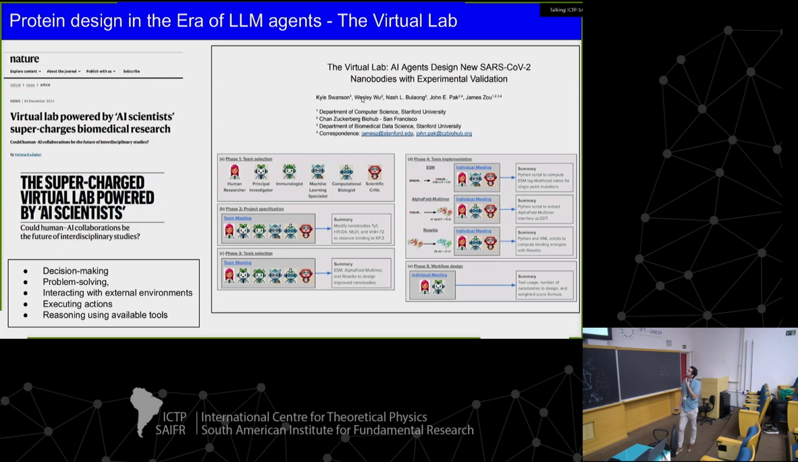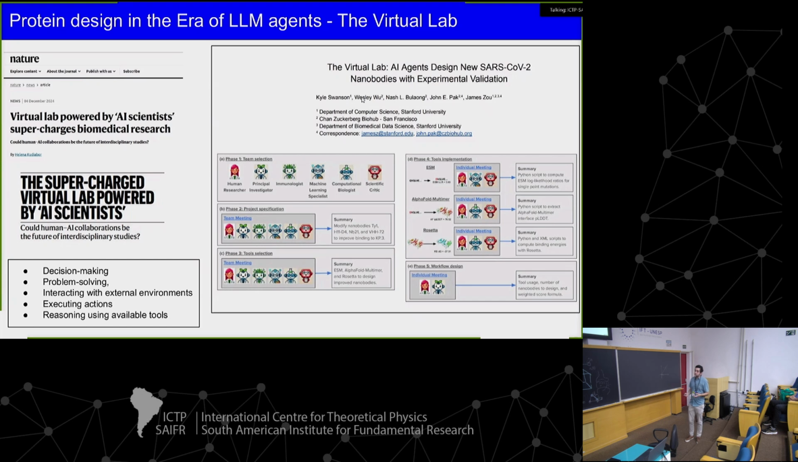I think last year, this article came out, and we have now maybe this question: could human-AI collaboration be the future of interdisciplinary studies? In this study, they proposed to create a virtual lab. So the virtual lab is basically multiple LLM agents that talk with each other. They discuss the strategy for designing a new antibody for SARS-CoV-2, actually a nanobody.